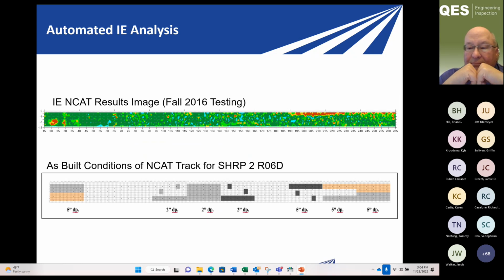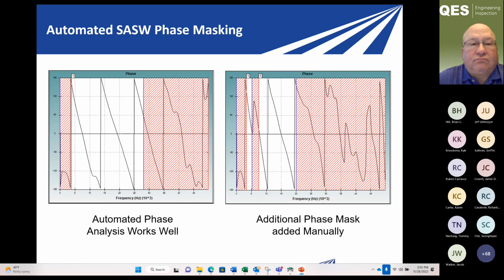So this is a comparison of that heat map and those existing conditions where the light gray, dark gray, and brown are different simulated defects that were built into the pavement at different depths. So there was reasonable correlation between some of the defects in the impact echo test in this fall testing with the cooler pavement temperatures. Next slide.